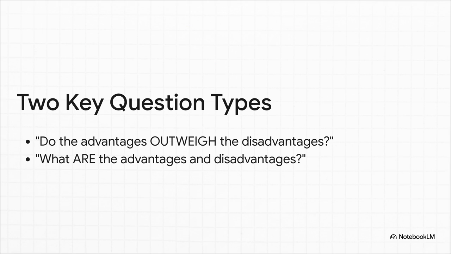You're usually going to see one of two key phrases. The first is, do the advantages outweigh the disadvantages? This is a direct command. They want your opinion. You have to pick a side. The second just asks, what are the advantages and disadvantages? This one is more of a balanced discussion, but you still need to land on a really clear concluding thought.